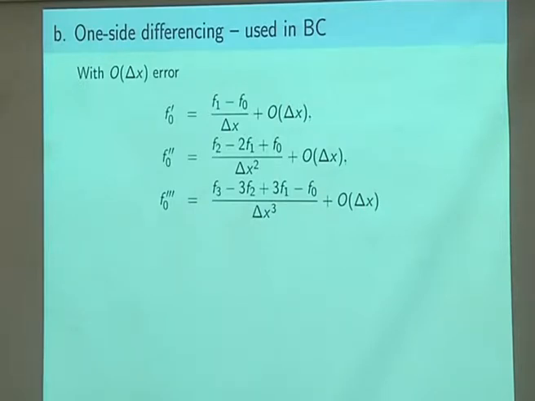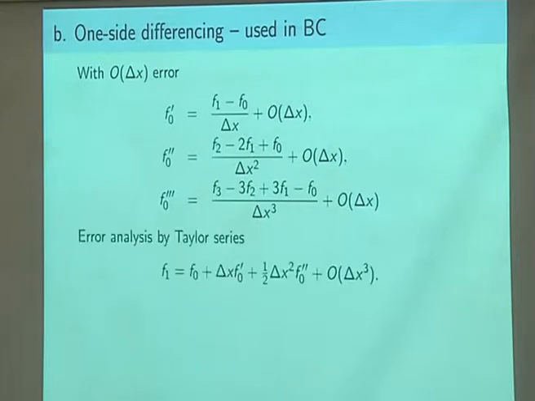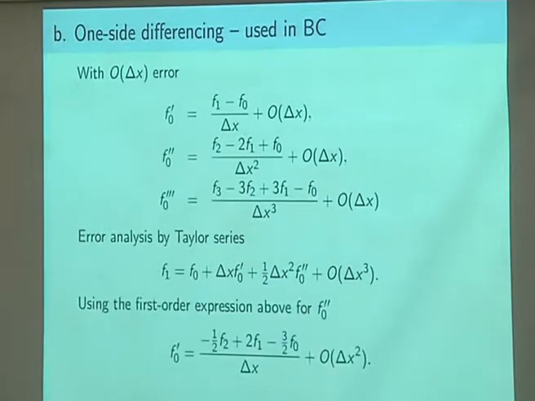But we can play the same tricks as before. You make an error analysis, a Taylor series expansion, find out what the error is, and if you use the second derivative, that's this one, which is only first order accurate, and substitute that into here, we can then work out what the first derivative is at second order accuracy.